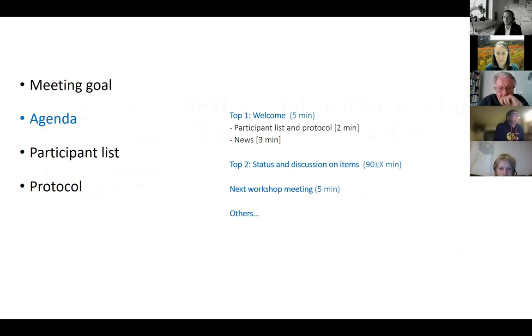The agenda for today is a short welcome. We need to agree on who is writing the protocol. And then the main point today, of course, is the discussion on different conductivity items of the database and its relevance. And I have blocked here 90 to 120 minutes. Actually, I know that this is a long time, so probably we can limit this to 90 minutes, so that we are not totally exhausted afterwards.